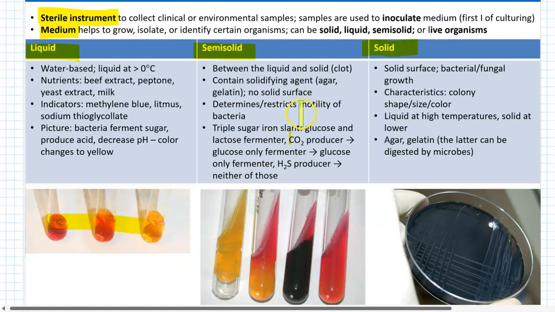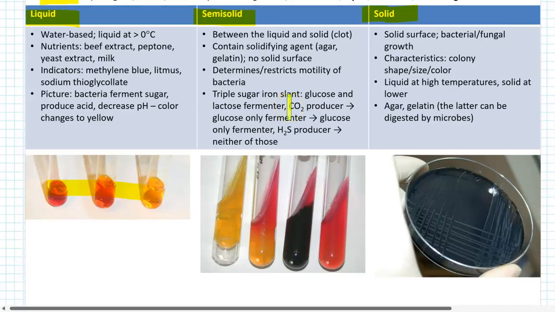Okay? In between those two stands semi-solid media. It's a clot. Doesn't have a solid surface. And I compare it to this. If you take a tube with semi-solid medium and flip it upside down, eventually, maybe in a couple of weeks, it's going to crawl out and fall out. Because it's not really super solid. Does that make sense? What do we use semi-solid media for? Also known as slants. See, slanted shape.